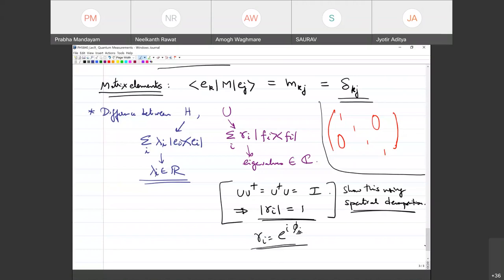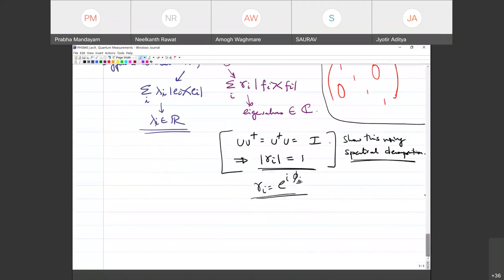Okay, so now I'm at 9:52. Should I state the measurement postulate or not? Questions?